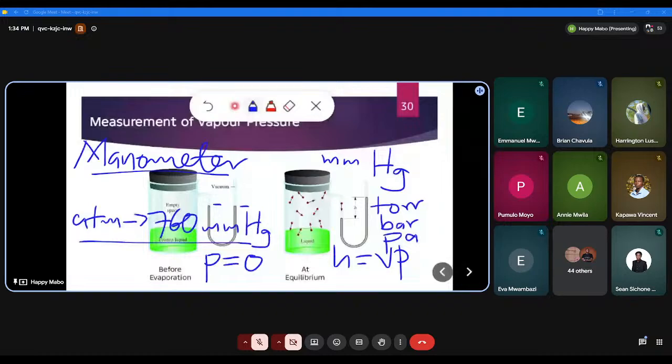So if you know the relationship between millimeter mercury and atmosphere, then you'll be able to find a way to convert from atmospheres to torrs, bars, or pascals, depending on what units the question is asking you to report your answer in, in other words.